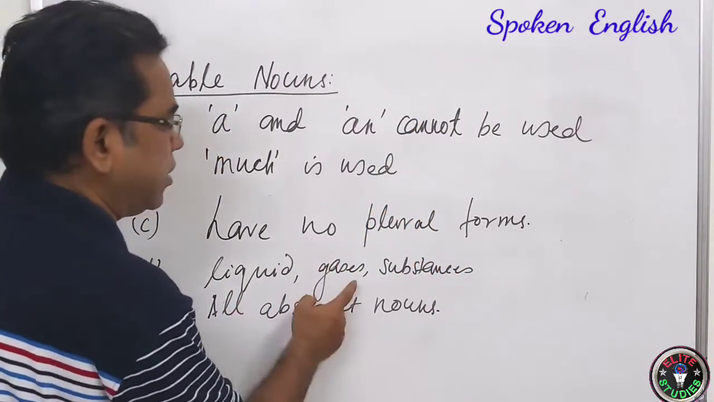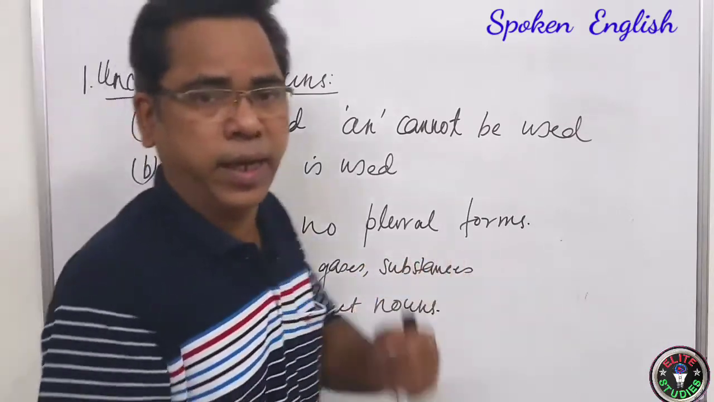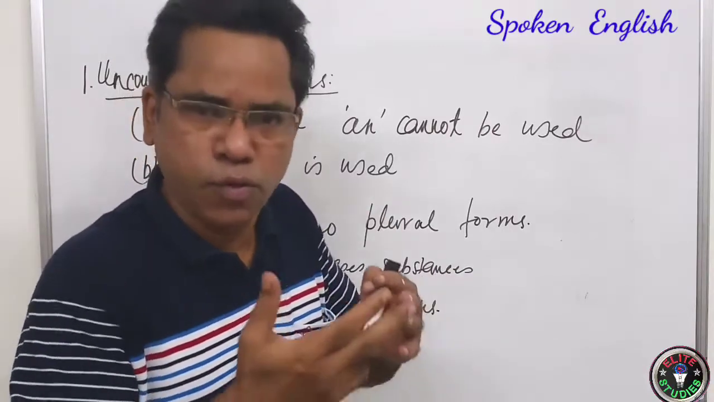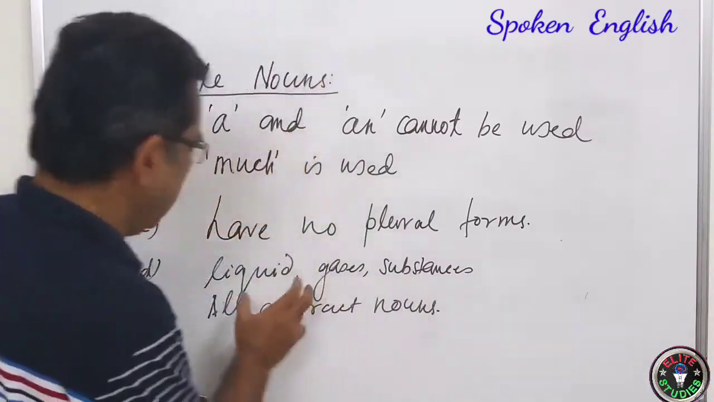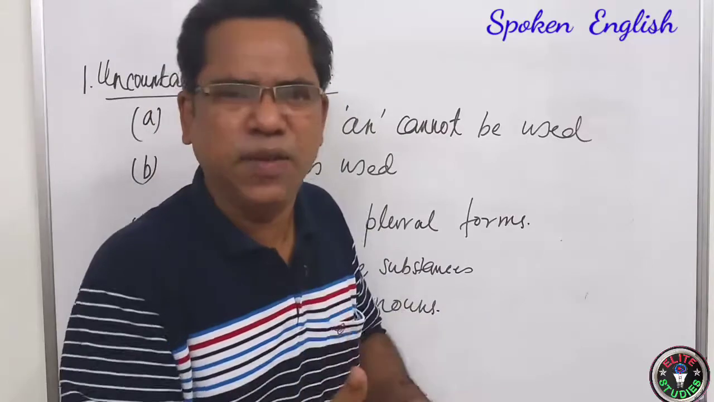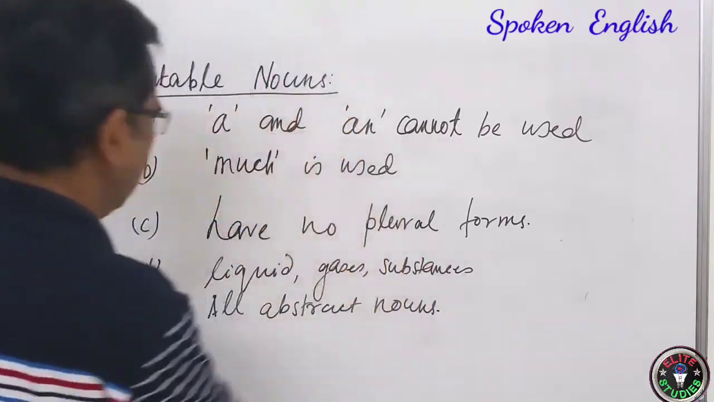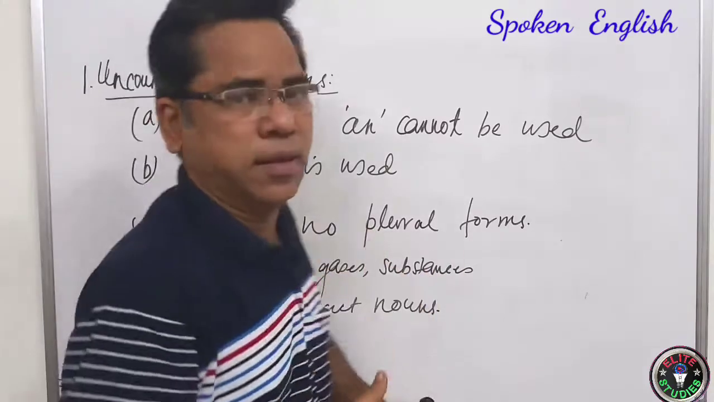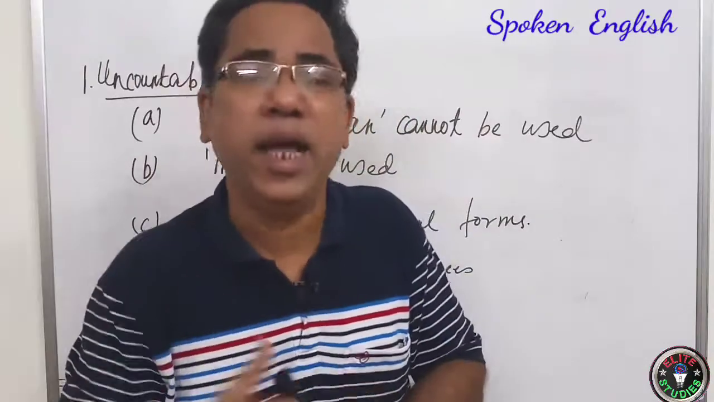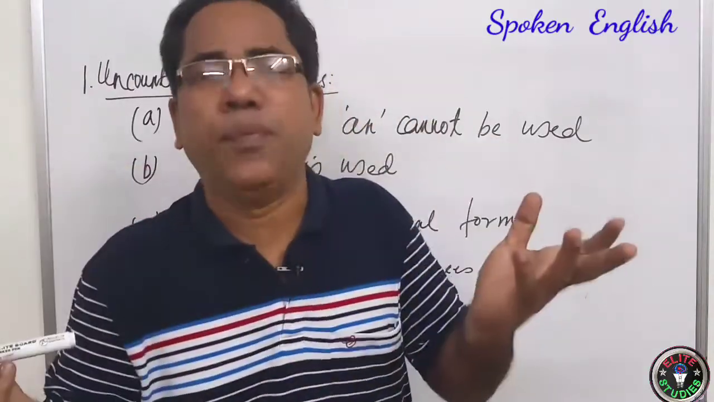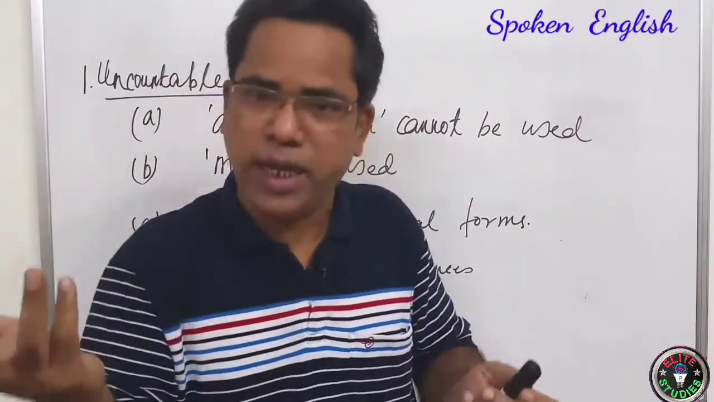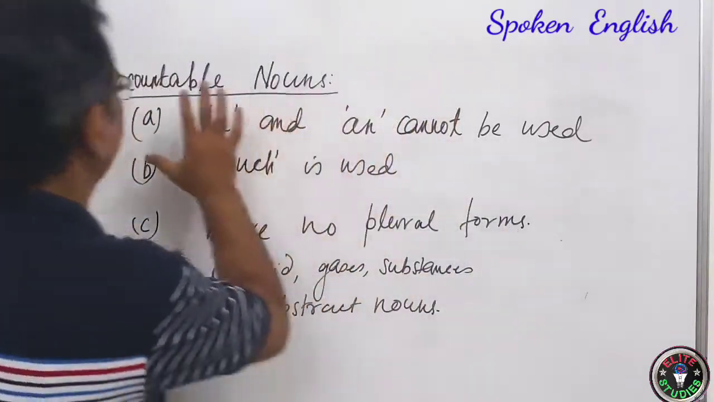Liquids, gases and substances: juice, water, kerosene, petrol, gasoline, diesel. These are all uncountable nouns. We don't use s with them. Substances and material nouns like gold, silver, copper, iron are also called uncountable nouns. All abstract nouns too, as I have told you. Abstract nouns are those which you can only feel, you cannot touch. If you cannot touch or see, definitely you cannot count. It goes without saying. Therefore, these are all uncountable nouns.